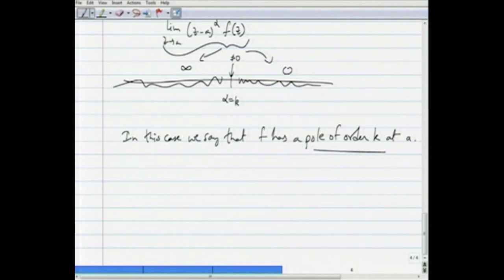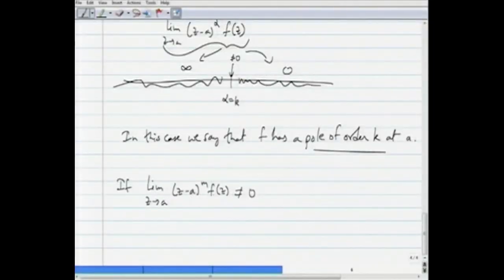So we have an order for a pole. Not only that, the condition goes the other way around too: if the limit as z goes to a of (z minus a) power m times f of z is non-zero, then f will have a pole of order m at a. So it is an if and only if condition. If this limit exists and is non-zero, then f will have a pole of order k or m, whatever that constant is, at a. And if it has a pole of order k or m, then that limit accordingly will be non-zero.